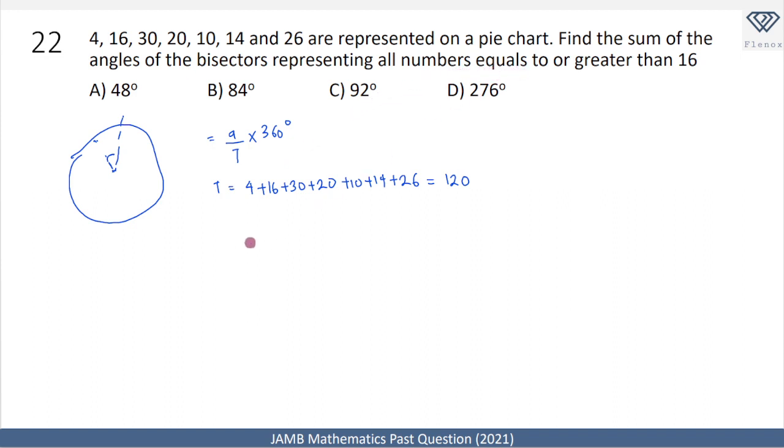But now the question asks us to find the sum of the angles representing all numbers equal to or greater than 16. So which of those numbers are equal to or greater than 16? Let's look through them carefully. So 4 is not going to be part of it. 16 is going to be part of it because 16 is equal to 16.